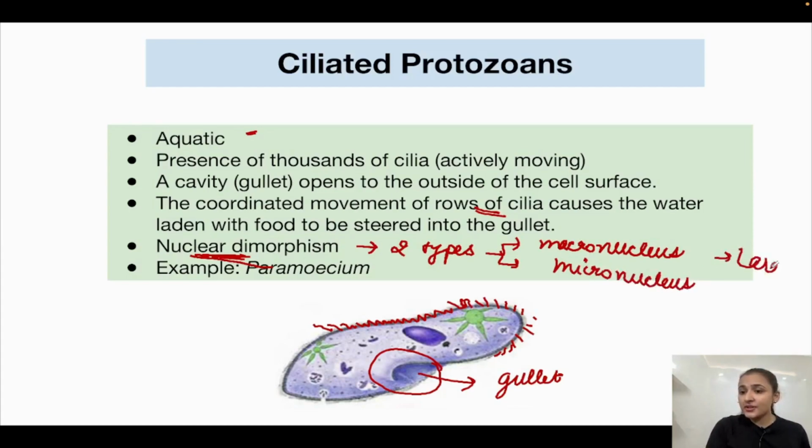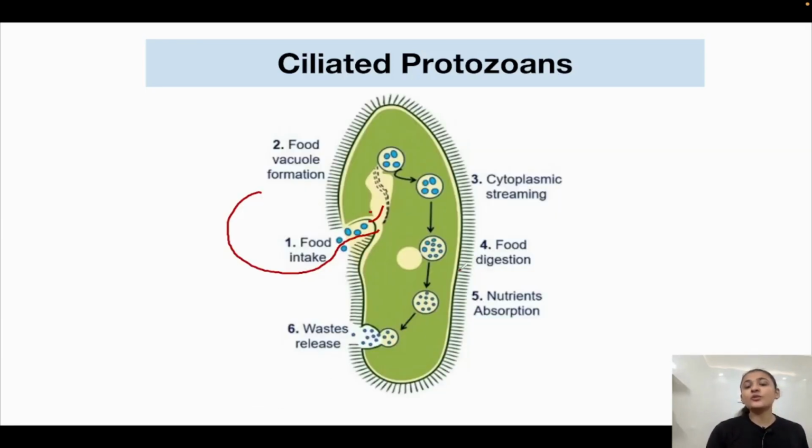Macronucleus is the larger sized nucleus and the micronucleus is the smaller sized nucleus. Okay, so this is one of the unique characteristics of ciliated protozoans which is not seen in any other type of protozoan. Famous example of ciliated protozoan is paramecium. So this image is of paramecium. This image is also of a paramecium.